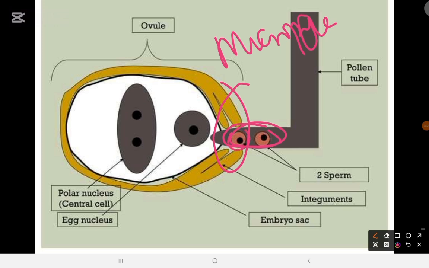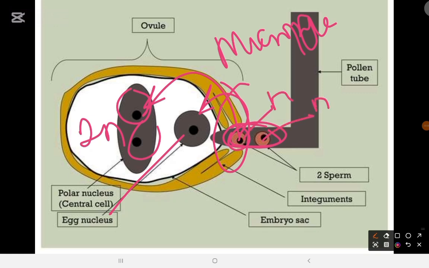Now the first one is called the egg nucleus or egg cell, and this one is the polar nucleus. You see that it is diploid, right? There are two cells here, right? And of course, these guys are haploids. That is 1N, 1N. Is that okay? So by the time these guys fuse, they are going to form a zygote.